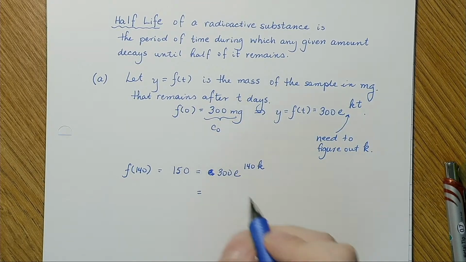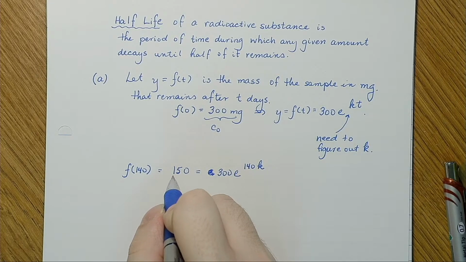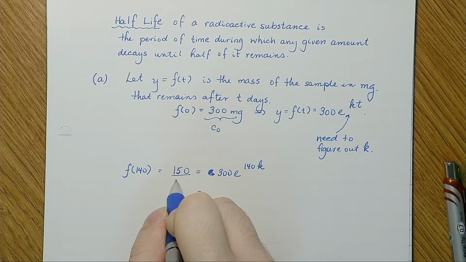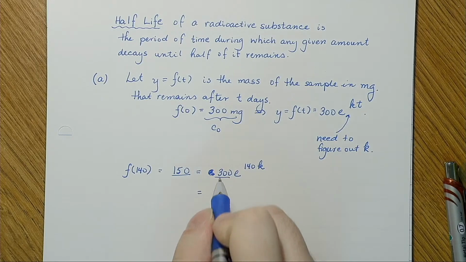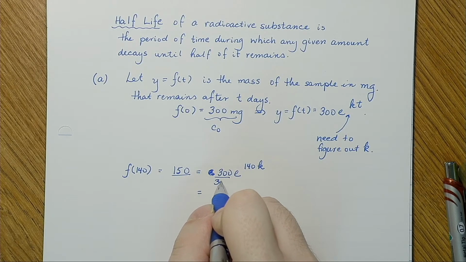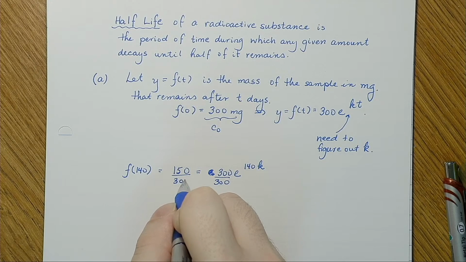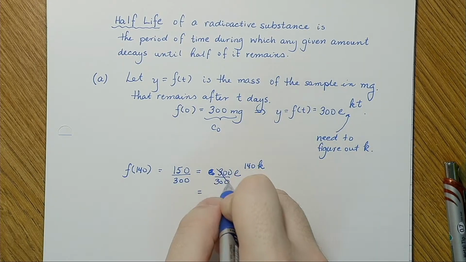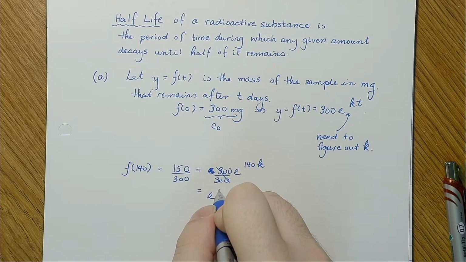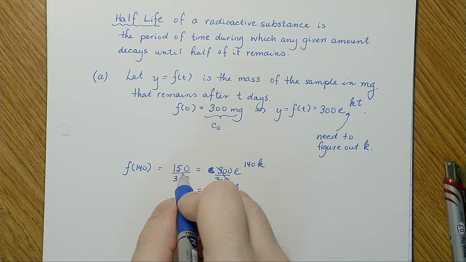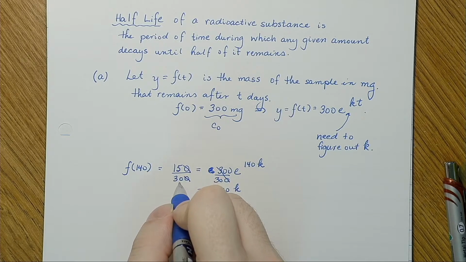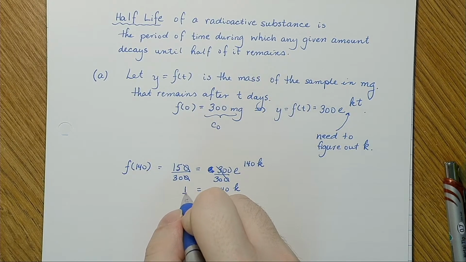Okay, then the next thing I can do is divide both sides by 150. Or no, I'm going to get rid of this 300. That makes it a little bit easier. So then I'm left with e to the 140k. And on this side, I have 15 divided by 30, or that's equivalent to 1/2.